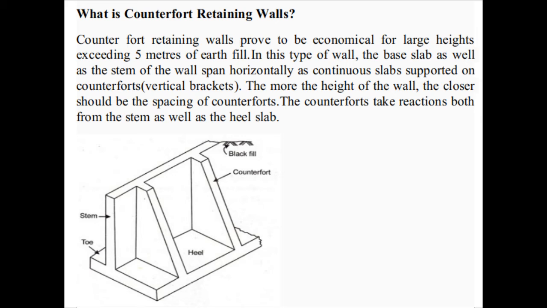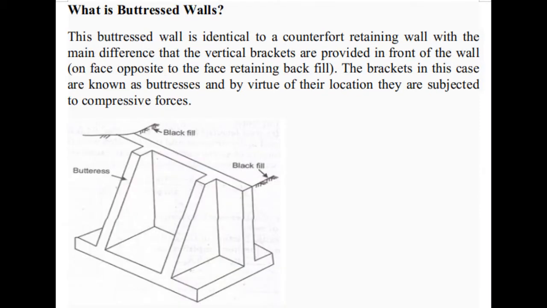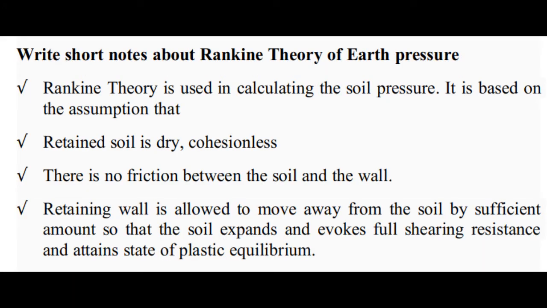What is a buttressed wall? The buttressed wall is identical to a counterfort retaining wall, with the main difference that the vertical brackets are provided in front of the wall, that is on the face opposite to the face retaining backfill. The brackets in this case are known as buttresses, and by virtue of their location they are subjected to compressive forces only.